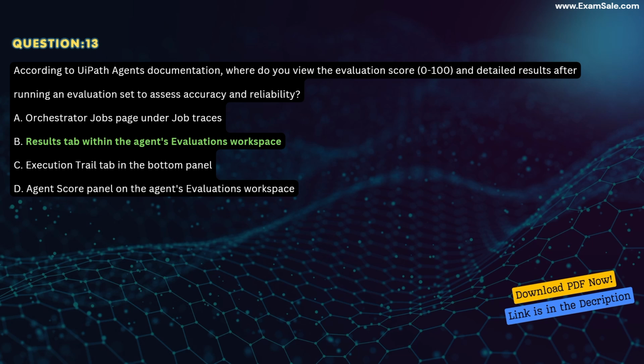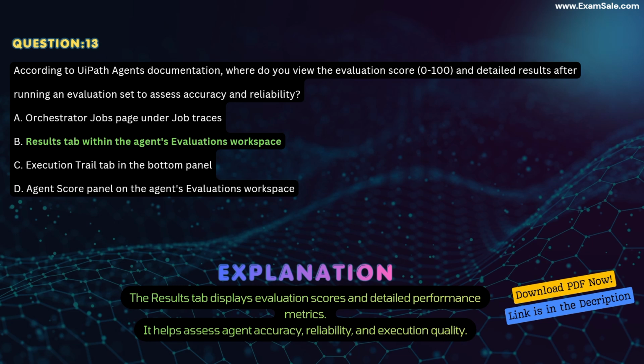Correct answer: B. Results tab within the Agents Evaluations workspace. Explanation: the Results tab displays evaluation scores and detailed performance metrics. It helps assess agent accuracy, reliability, and execution quality.